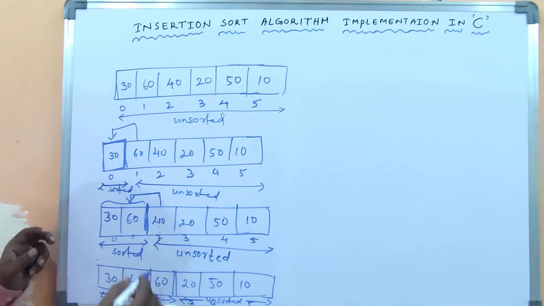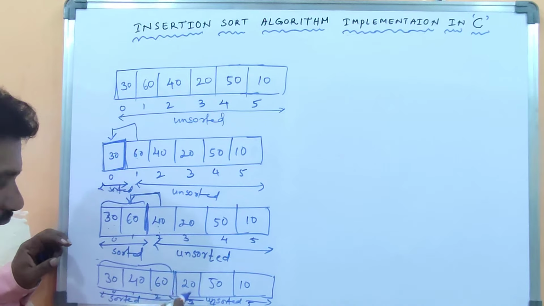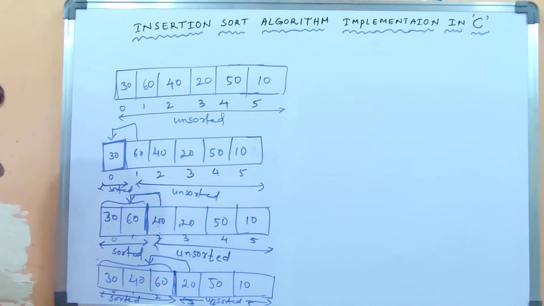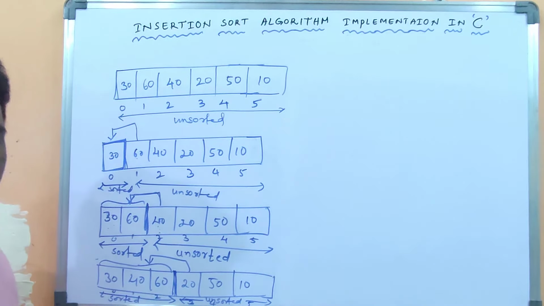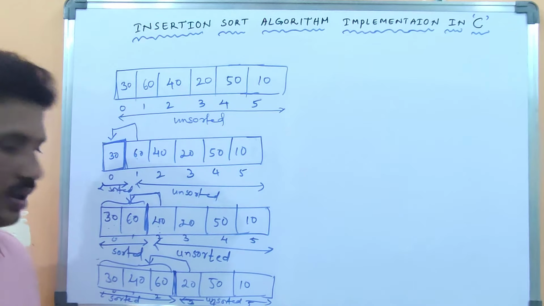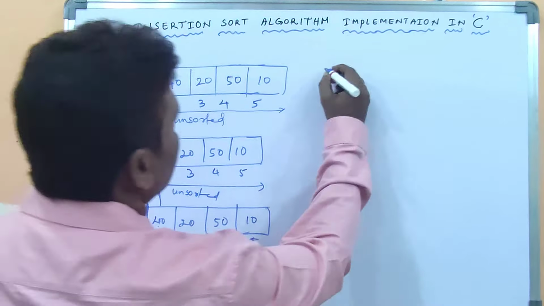Then here again you take the first element from the unsorted sublist. Where should I insert? The 20 will be inserted before the 30, then only you can maintain the sequence. Otherwise, if you insert it anywhere in the sorted order, it can't be in sorted order. Okay, good.